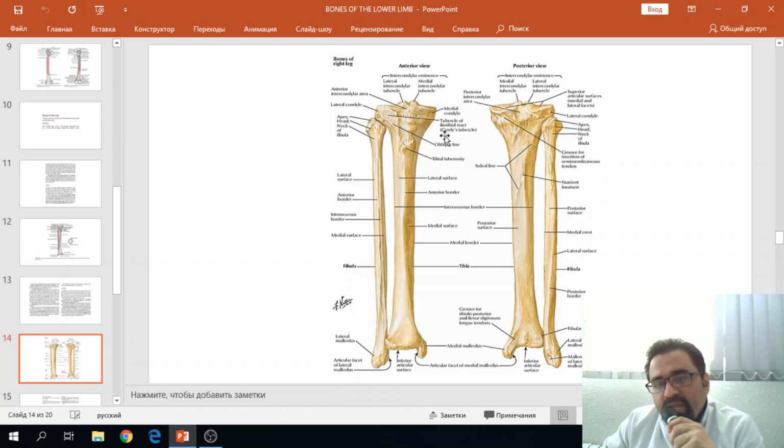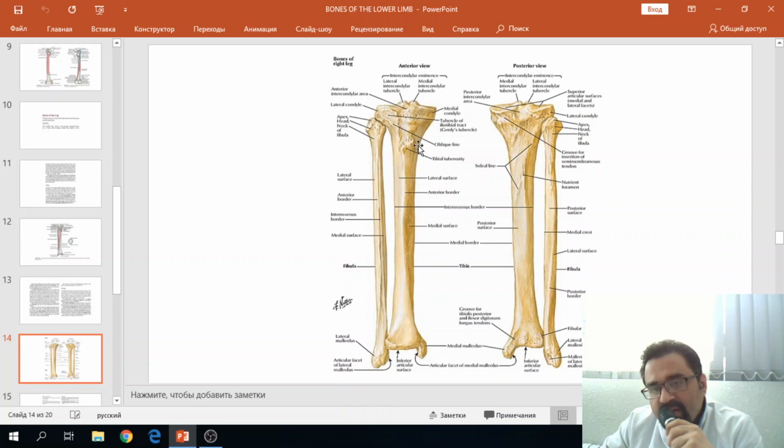Then the tubercle for the iliotibial tract. Here on the lateral aspect, just below the lateral condyle, there is a tubercle for the iliotibial tract. Then there is an oblique line. I told you that there is an oblique line.